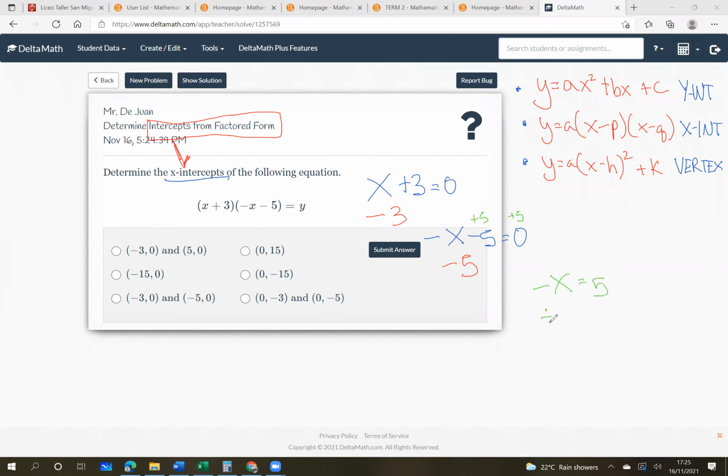But I have negative x, and I want x. So I divide by negative 1 so that I'm only left with x. Therefore, negative 3, comma 0, and negative 5, comma 0, which we can see is right here.